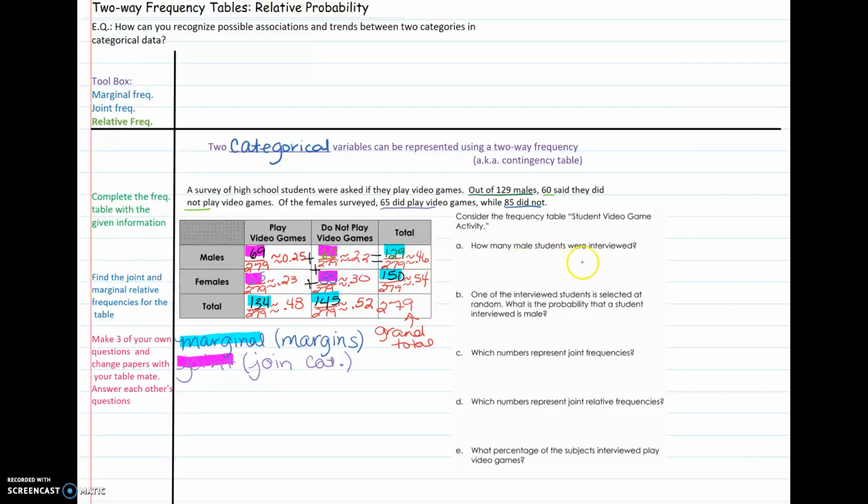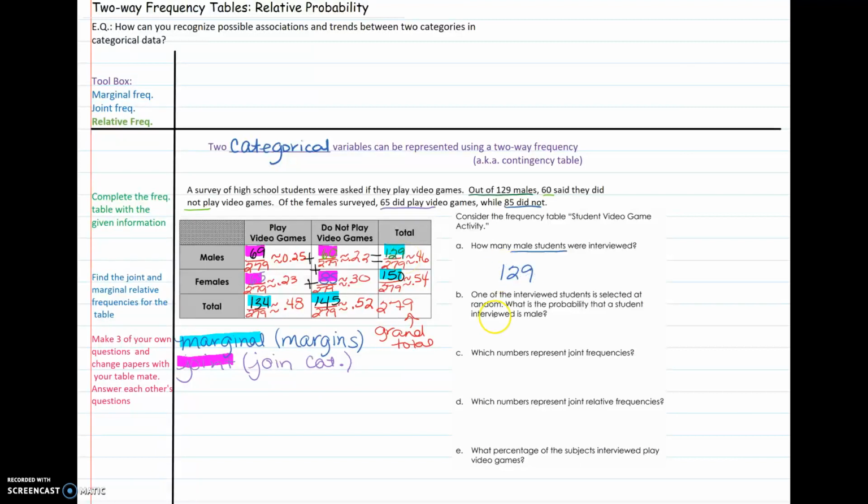So how many male students were interviewed? Is this asking for a probability? No, it's just saying how many males. So this is a whole number. How many male students were interviewed? Males who were interviewed, 129.